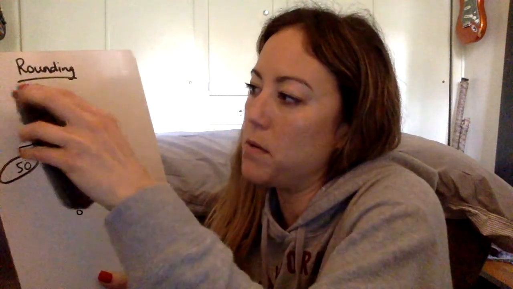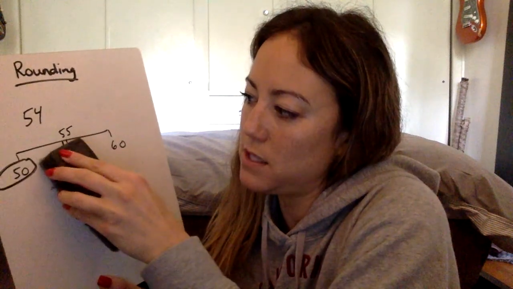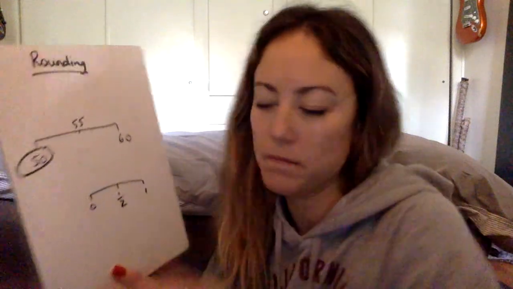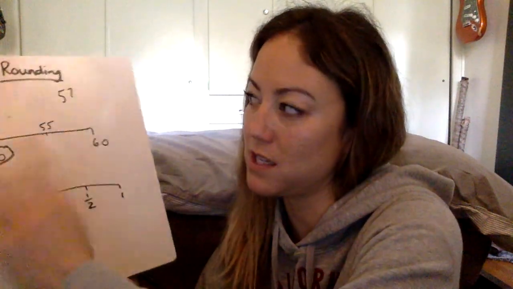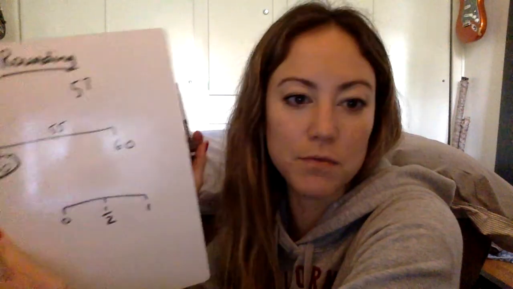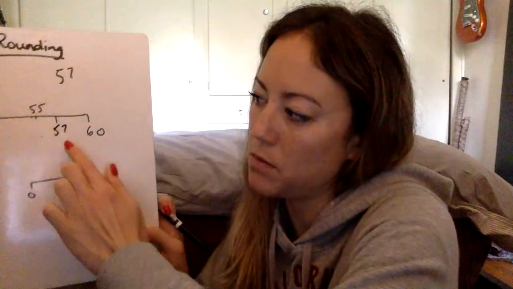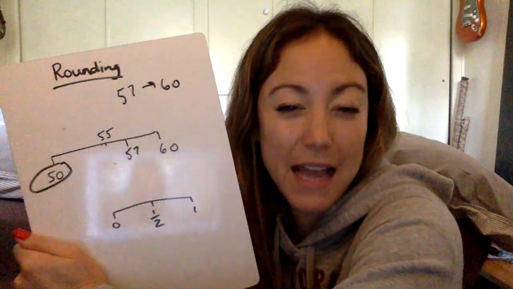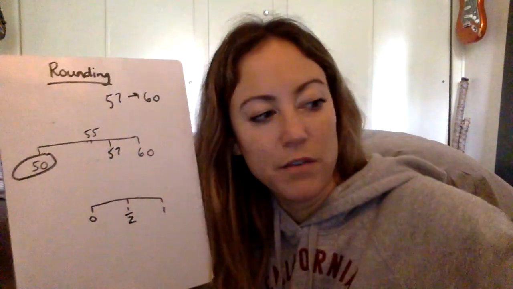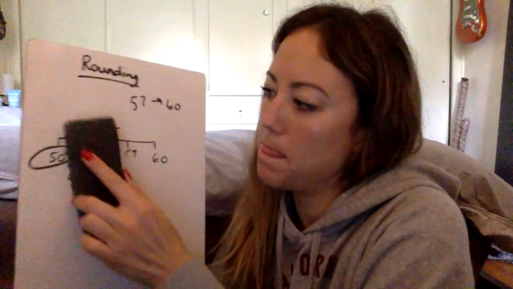So what if we wanted to round 57 to the nearest 10? You want to picture in your mind what two tens that is in between. It's still in between 50 and 60, but 55 is right in the middle. 57 would be closer to 60. So you would round 57 up to 60 if you were rounding to the nearest 10. That's a little bit of a review from our rounding unit.